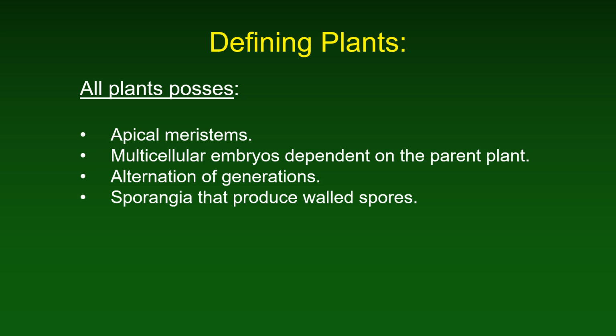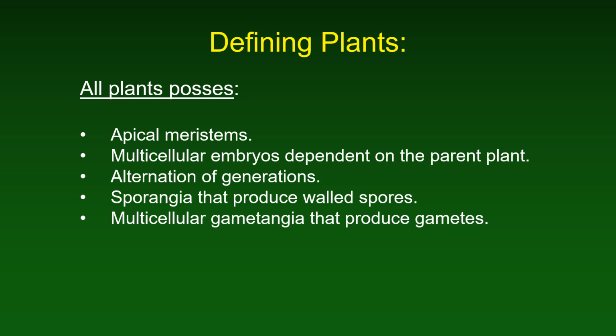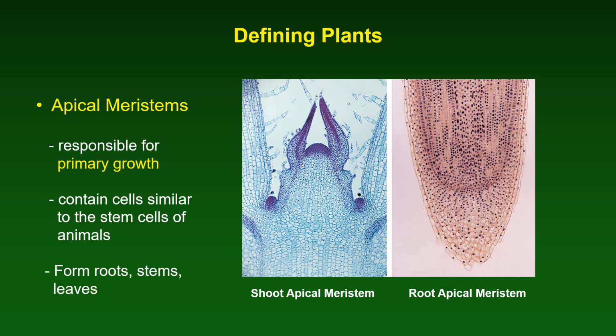They have what are called sporangia. These are structures that produce spores. We find these on the diploid individuals, and the spores are very tough-walled and resistant. They also have gametangia. These are structures that produce gametes, and these are found on the haploid individuals. But the gametangia and the sporangia are multicellular structures. Let's have a look at each of these defining characteristics in a bit more detail.